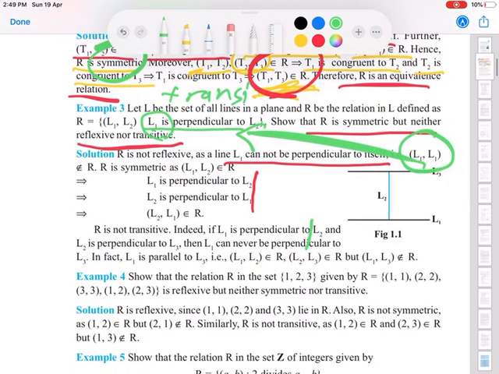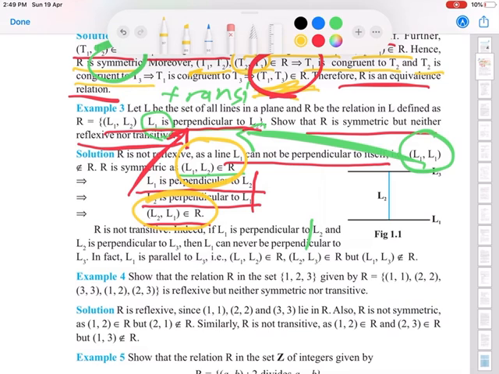Now let us see whether it is symmetric. We know that if (L1, L2) belongs to R, then it means that L1 is perpendicular to L2, as per the definition given by the relation. If L1 is perpendicular to L2, then L2 will also be perpendicular to L1, and therefore (L2, L1) will belong to R. So if (L1, L2) belongs to R, then (L2, L1) also belongs to R. Combining these two statements, we know that the relation is a symmetric relation.